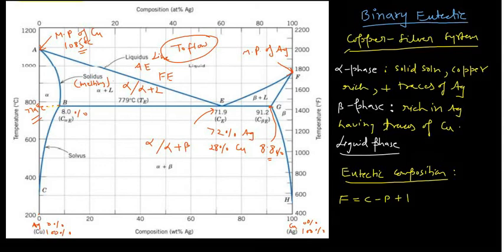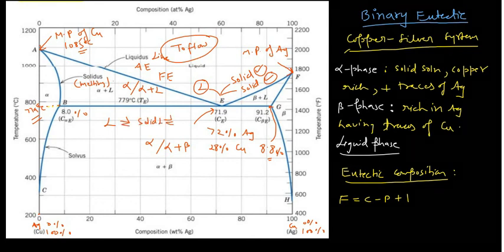What I missed in that case is that at this point E you are having three phases. What are those three phases? Solid phase 1 and solid phase 2, one for silver and the other for copper, and then you have the liquid phase. So three phases are there, and all these three phases are in equilibrium. At this eutectic point, liquid is in equilibrium with solid 1, and it is also in equilibrium with solid 2. Solid 1 you can say is the alpha phase, and this is the beta phase.